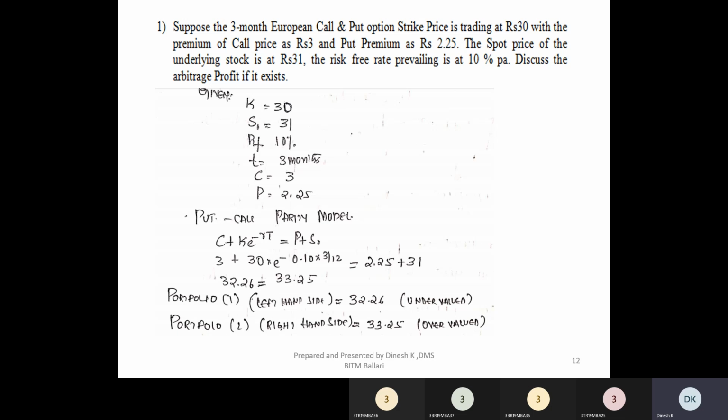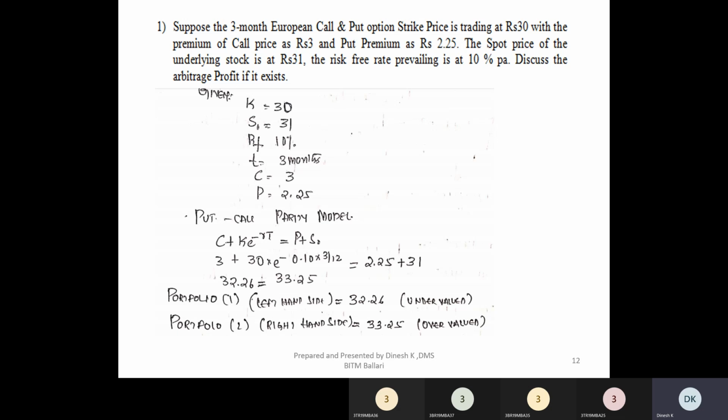The risk-free rate prevailing in the market is 10% per annum. Discuss arbitrage profit if exists, right? So it is asking you if there is an arbitrage opportunity, you can discuss it. As you know, you cannot decide right now whether the arbitrage opportunity exists or not. You have to substitute the values into the equation.